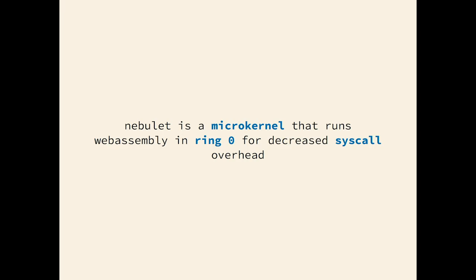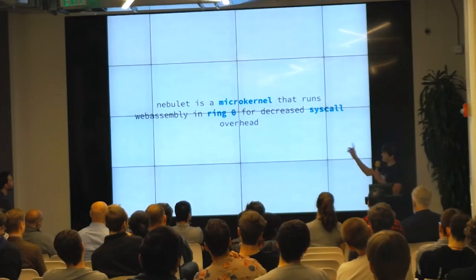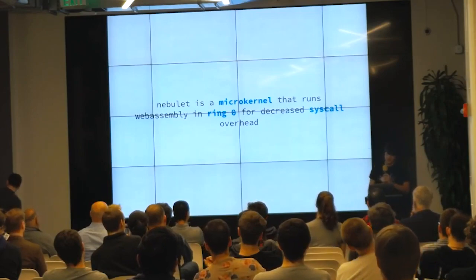Nebulet itself is just the microkernel part. There's no name for the whole operating system because I didn't write the whole operating system. I just wrote the kernel. So it runs WebAssembly in ring 0 for decreased syscall overhead, and that's kind of the gist of it. This is why it exists. So that's the next slide.